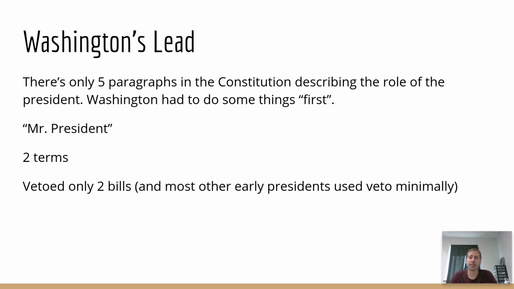With the presidency, Article 2 is actually quite short. If you were to print it out on a piece of paper, it'd be about a page or so. That's everything with the president, everything with the executive branch. And so there's a lot of unknowns that weren't in the Constitution. There's about 5 paragraphs that deal with the power of the presidency and the roles and responsibilities of the president. And so there are some things that Washington had to do.